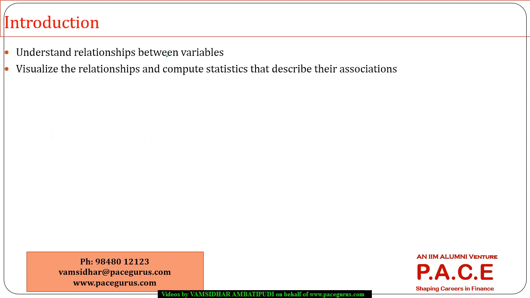So here our major intention, the whole purpose of this chapter, is to understand the relationships between two variables and visualize that. Different kinds of graphs which depict the relationship between the variables as well as the kind of calculations and statistics that we can compute on those variables, which will really describe to what level or to what extent the associations exist between them.